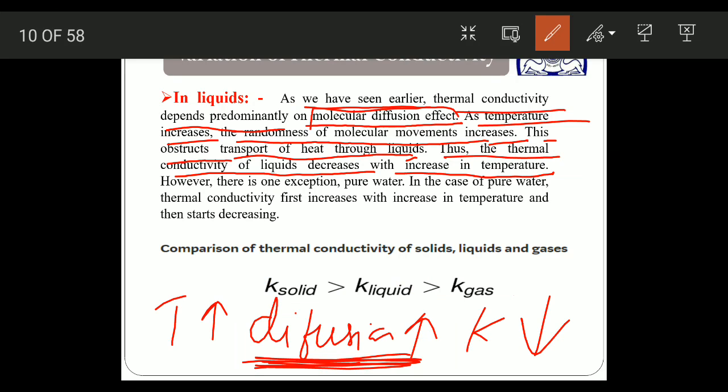But there is again an exception for pure water. In the case of pure water, thermal conductivity first increases with increase in temperature and then starts decreasing. First it increases, then it starts decreasing.